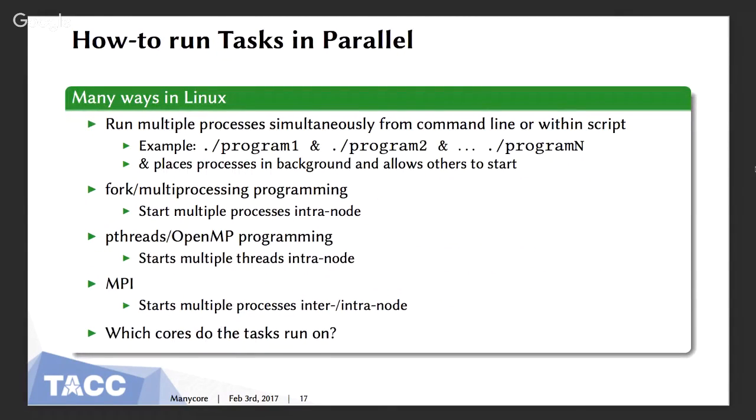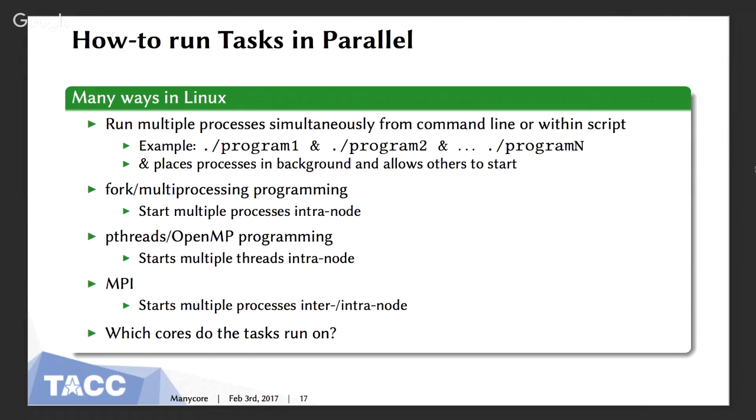So in a practical sense, how do we run tasks in parallel once we've got ourselves a manycore processor? Well, there's a lot of different ways in Linux. I can't tell you about other operating systems, but in Linux at least, you can easily, from the command line or within a batch script, run multiple processes simultaneously. As I show in this example, you start program 1, use the ampersand sign, start program 2, ampersand sign, put all that on a single line, hit enter, and they will all start running simultaneously. What the ampersand does is it places processes in the background so that you're allowed to start others from within the same instance of the command line.